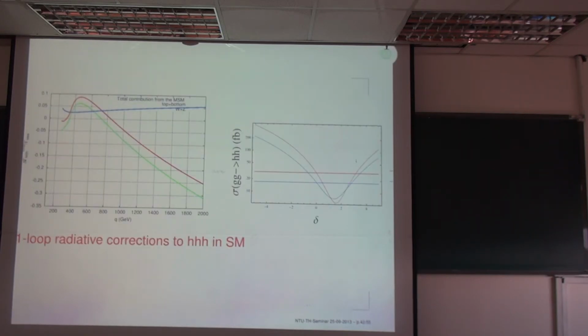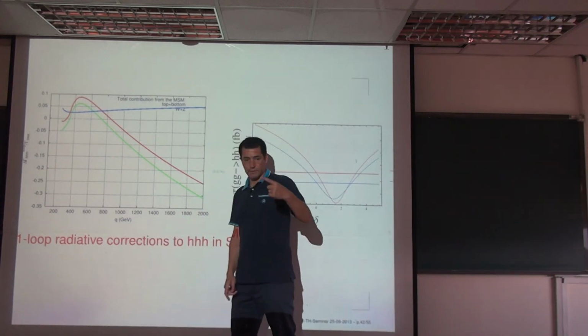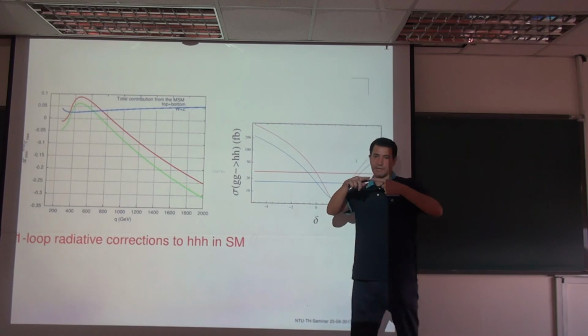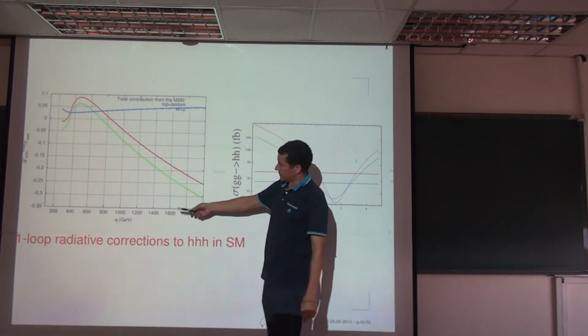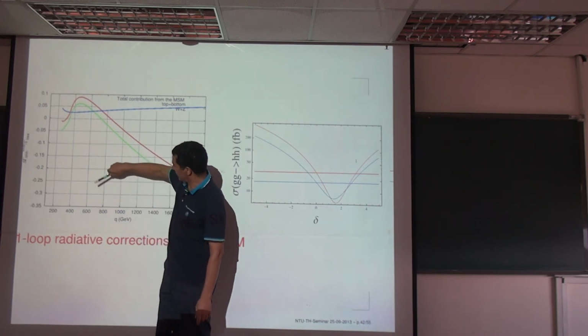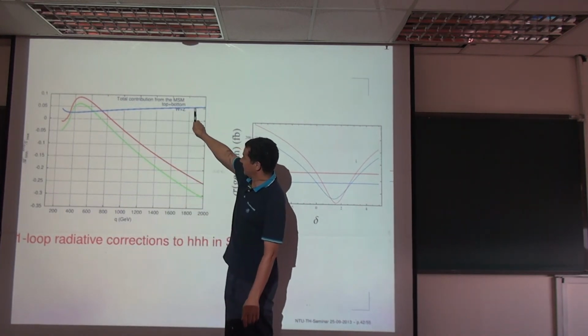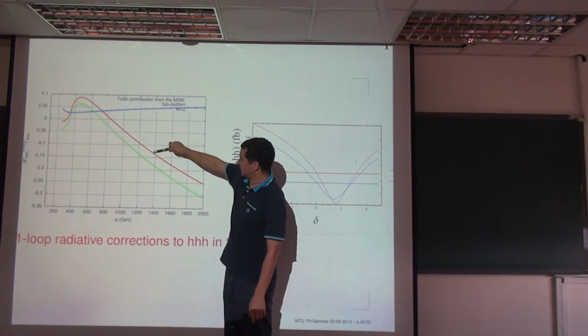And the result we get is this one. So this is the Q squared, because they take one Higgs off shell, which decays to 2 Higgs. And this is just the correction. This is delta as a function of the Q squared. This is the top-bottom contribution, and this is the W and Z contribution, and this is the total contribution.